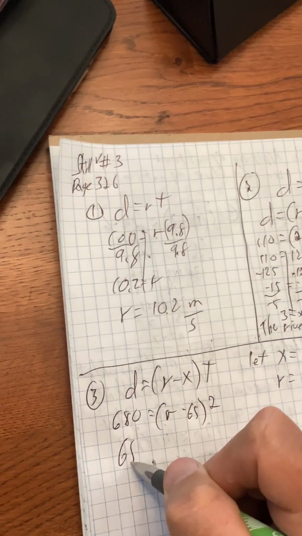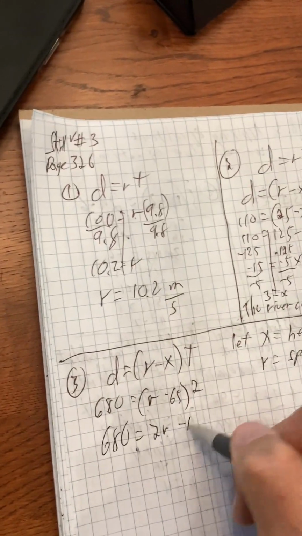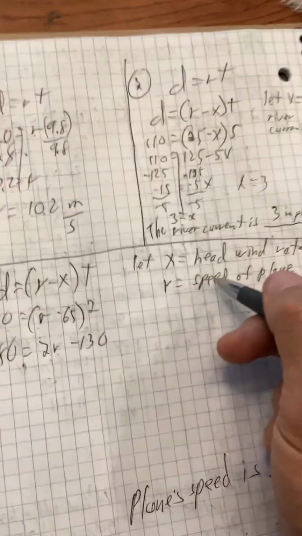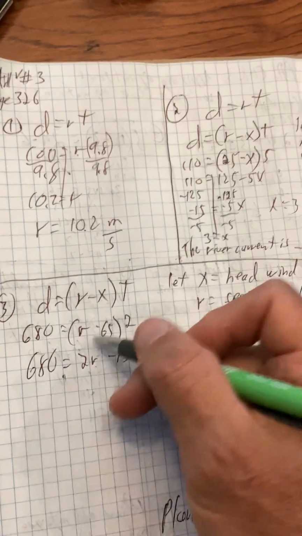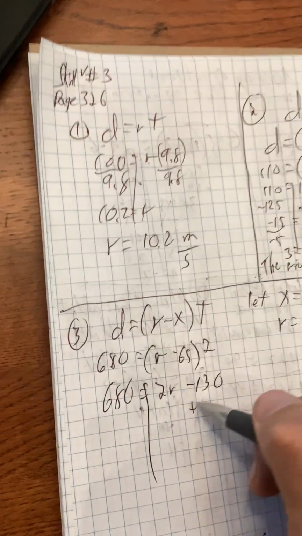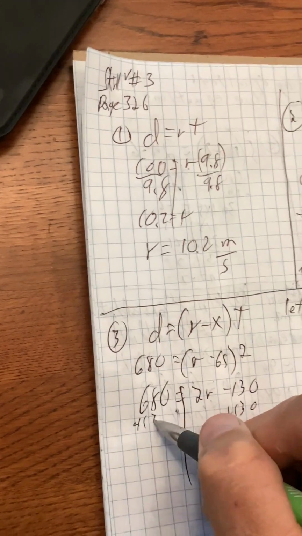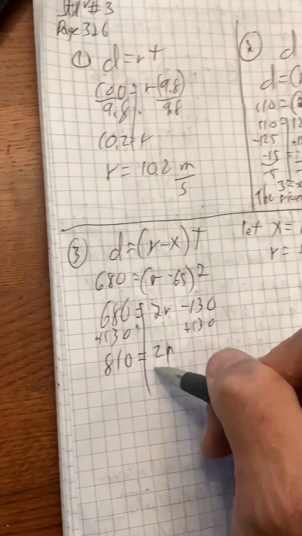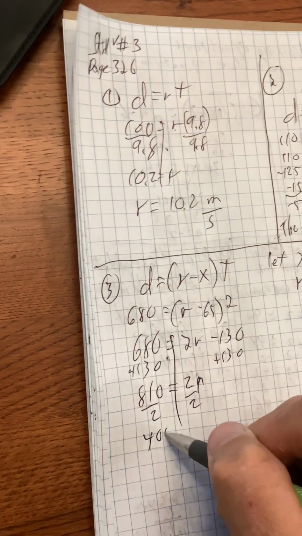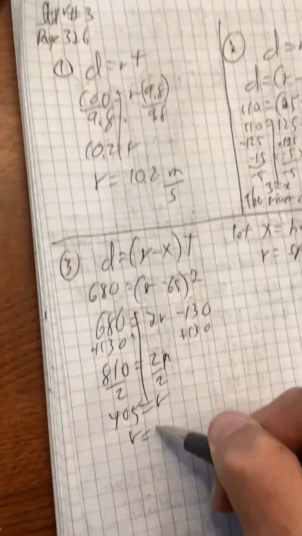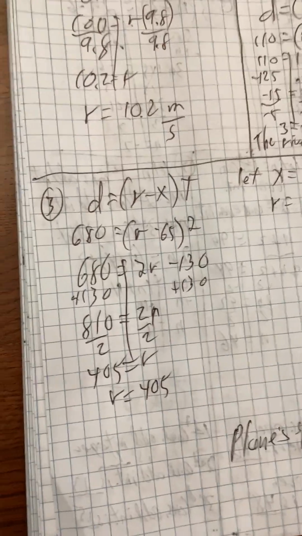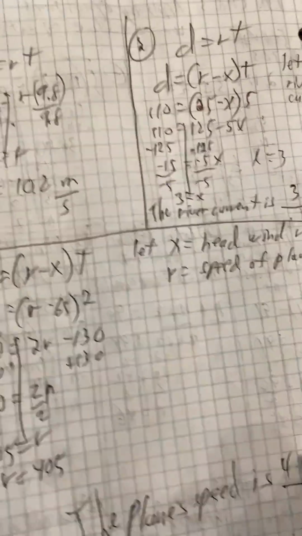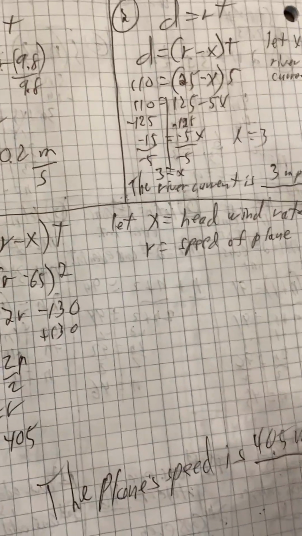So I'm going to distribute, I'm going to multiply both those. That's 2r minus 130. So I'm done. I copy, I tweak my formula, I define my variables, I substitute, now I distribute, and now I'm ready to isolate my variable, which is one definition of solving an equation. Divide by 2, 405 equals r. R equals 405. So the plane speed is 405 miles per hour. There we go.